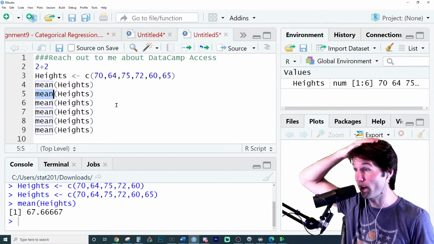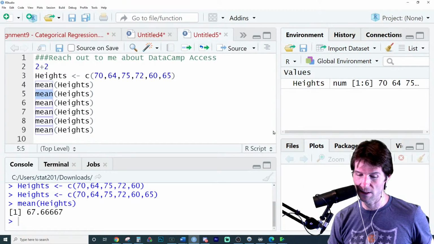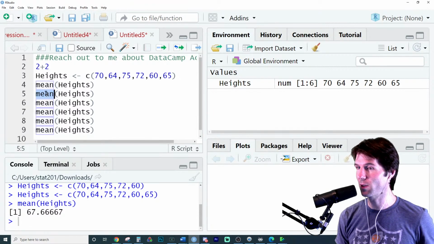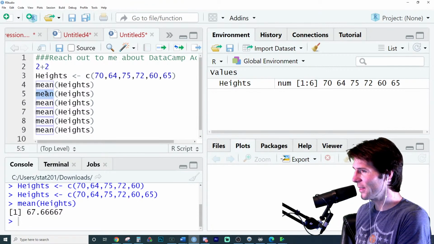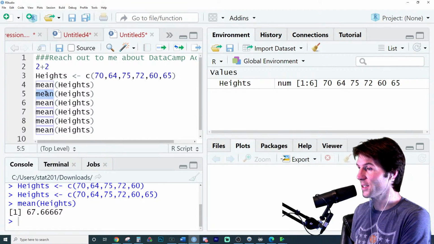It says it up there. It's in the brain of R. That's where the brain is at. The brain's up here. It knows these heights. It says there's the heights and the values we see. So how could I find the standard deviations of these people's heights? And I'm going to ask one more question after this.